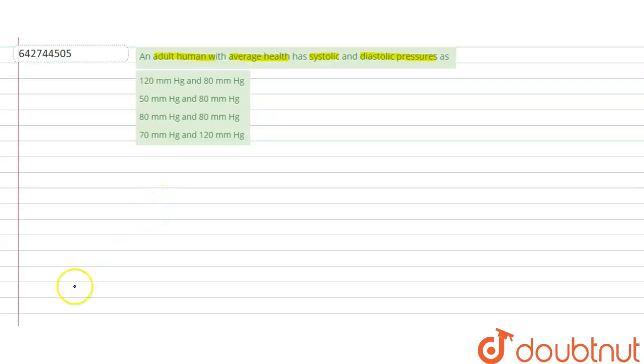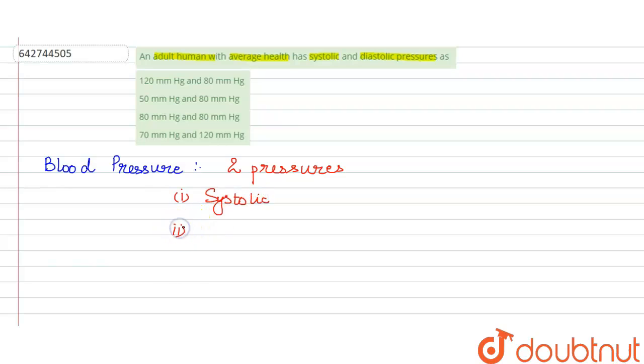So when we talk about this thing, the blood pressure, so when we account for the blood pressure, we count two pressures. The two pressures are taken into consideration. First one is the systolic blood pressure, and second one is the diastolic blood pressure, right?